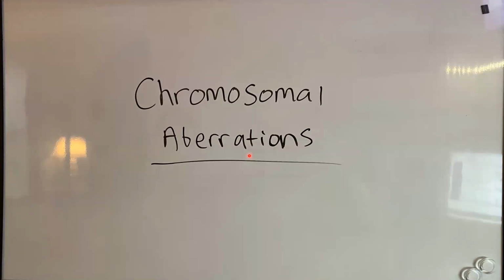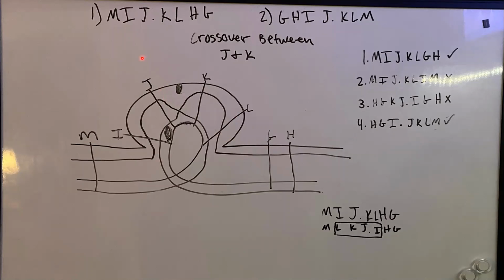Hey everyone, so today we're going to be talking about chromosomal aberrations. First, we have individual 1, who has two sets of chromosomes. Number 1 is MIJ, centromere, KLHG, and number 2 is GHIJ, centromere, KLM. And we're going to be looking at what would happen if there was a crossover between J and K. And out of the 4 chromatids that it produces, which ones are viable gametes?